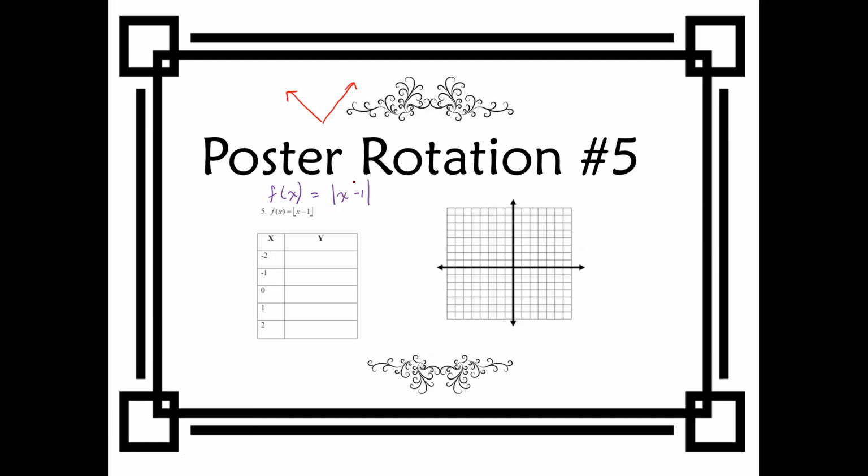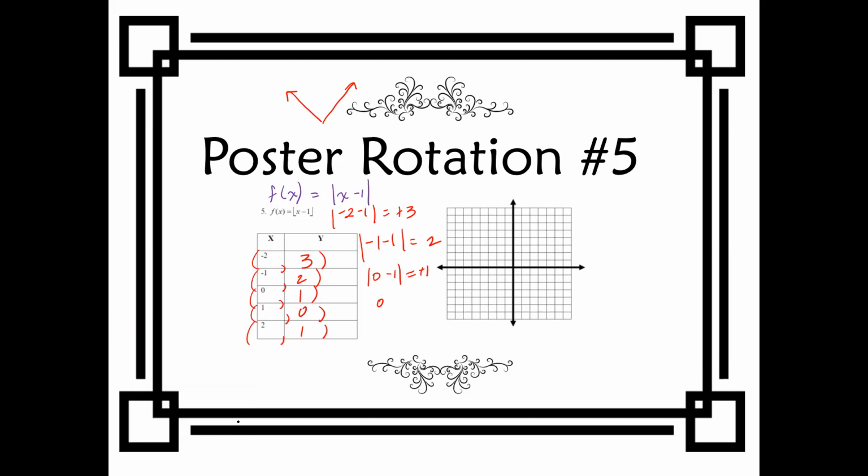Okay, so when x is equal to -2, -2 minus 1 is going to give me a -3. But remember, because it's an absolute value, it has to be a positive 3. So my first point is -2, 3. Do the same thing with -1. You will get a positive 2. Next point is -1, 2. Then 0, which will give you positive 1. 1, which will give you a 0. 2, which will give you a 1.